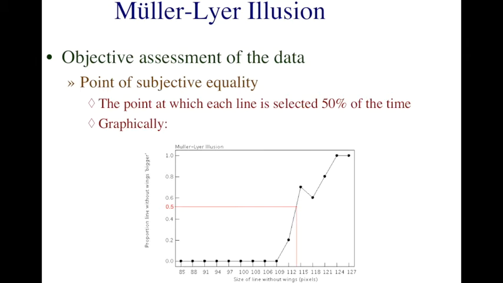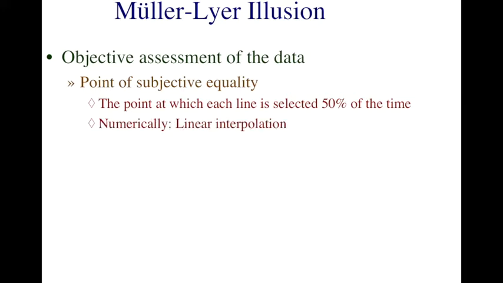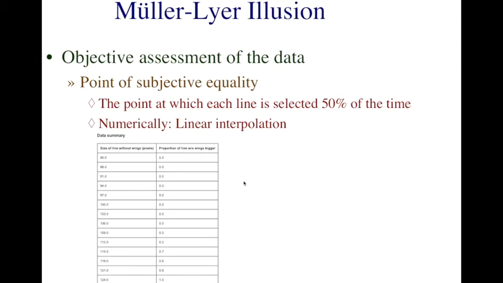Well, a graphical analysis is a good rough estimate of what that point of subjective equality is. We can mathematically determine the point with more accuracy using a mathematical approach known as linear interpolation. Let's go to the raw data now. Again, we're looking at the proportion of the line without wings being judged as bigger, and we want to know at what point was that judgment at 50%. In this table, it's going to be somewhere between 0.7 and 0.2.